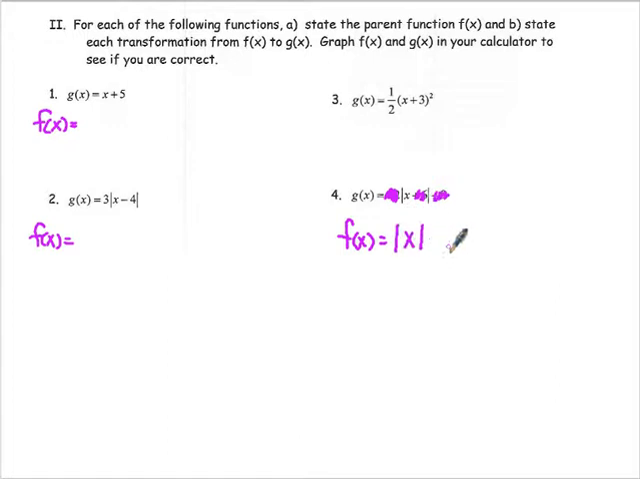All right, so that was our starting function. And then it says state the parent function, and then state each transformation that got me from F to G. Then it says check it in your calculator to see if you're correct. So if you have your calculators with you, that'd be great for you to check them. All right, so let's check out what transformations happen.